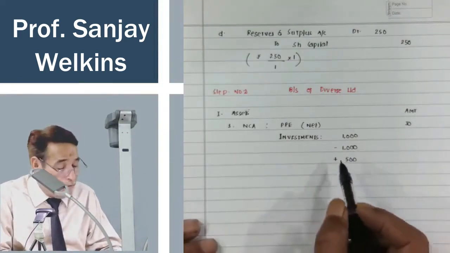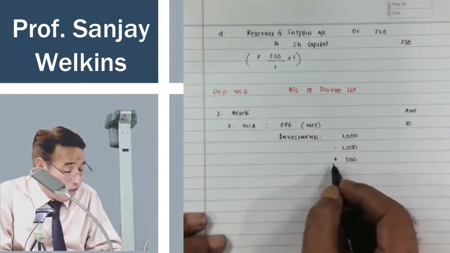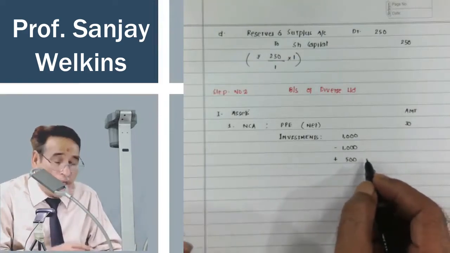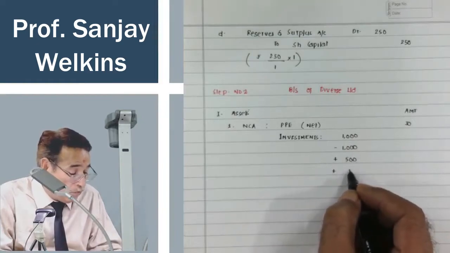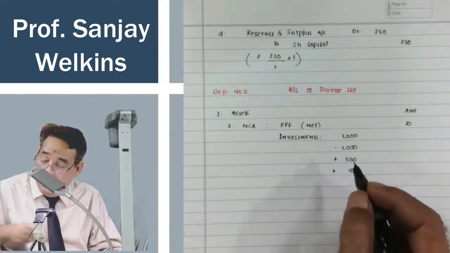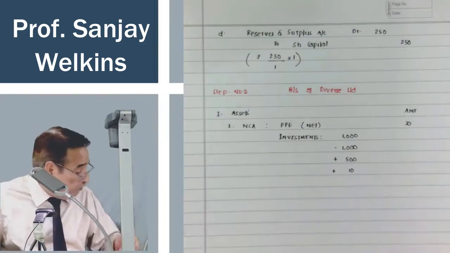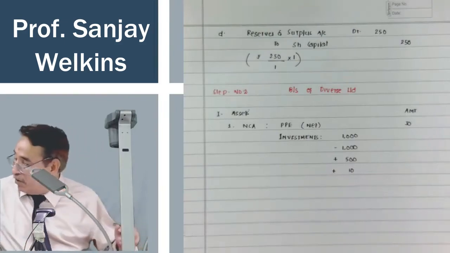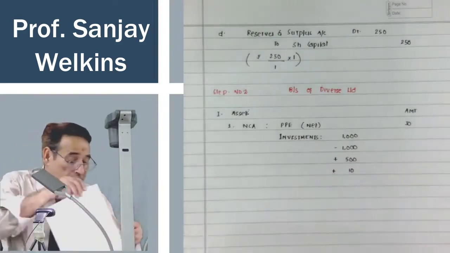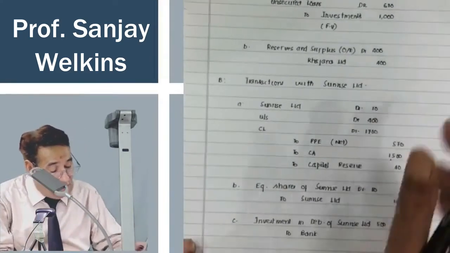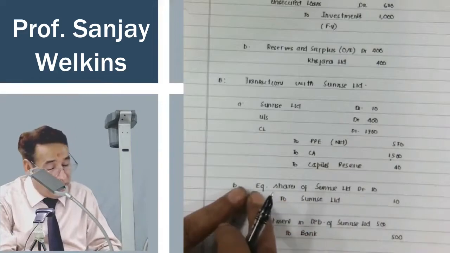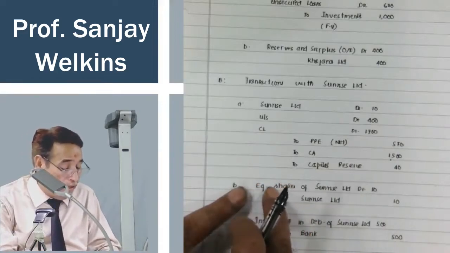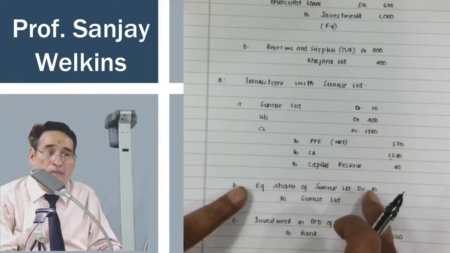Are you getting my point? What is this 500? That is your investment in debentures. You can write it by yourself. Further, I will also add 10. So what is this 10? Don't forget, where is that sheet? That is the problem. In order to make you understand, I have to do lots of things. You have received equity shares of Sunrise Limited. You can also write it this way: investment in shares of Sunrise Limited.